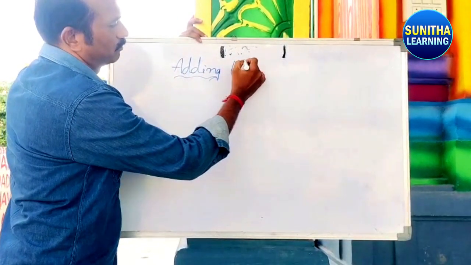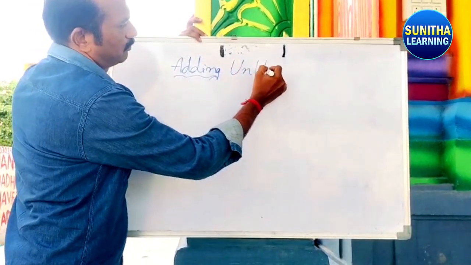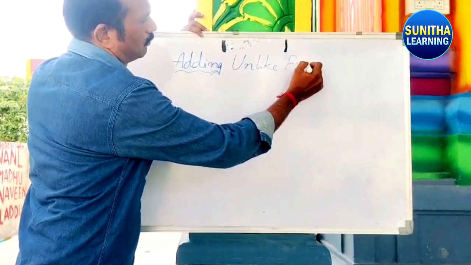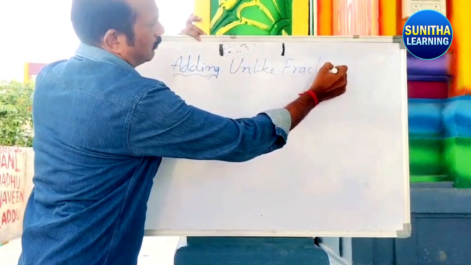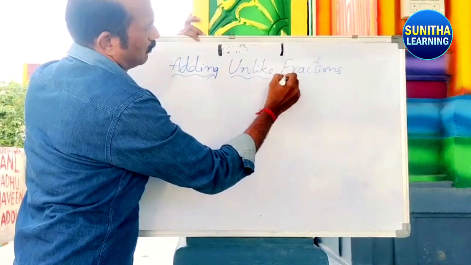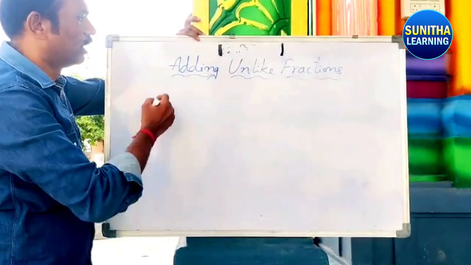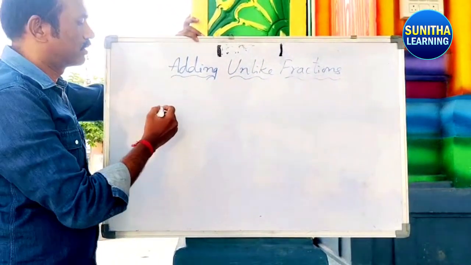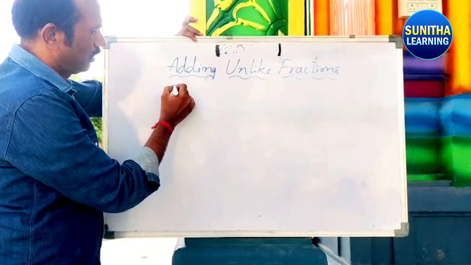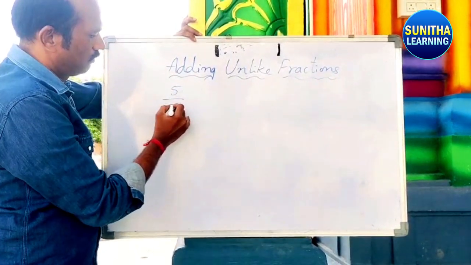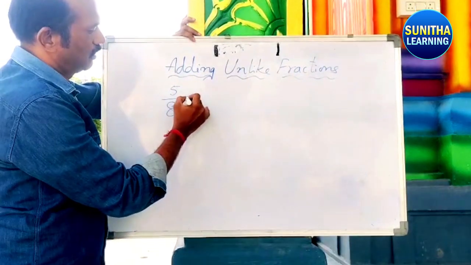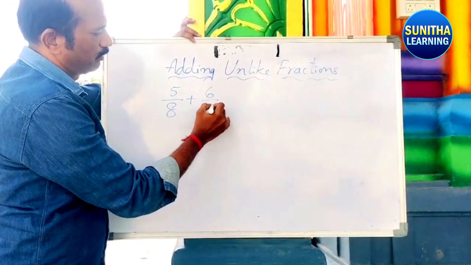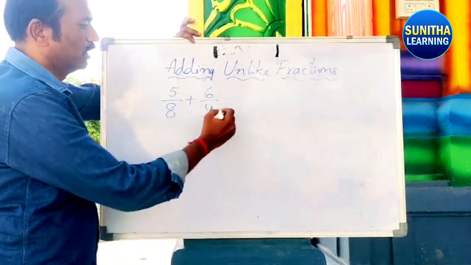How to add unlike fractions? Unlike fractions means the denominators will be different. In both fractions the denominator will be different. Here we have 5 by 8 plus 6 by 4. 5 by 8 plus 6 by 4.